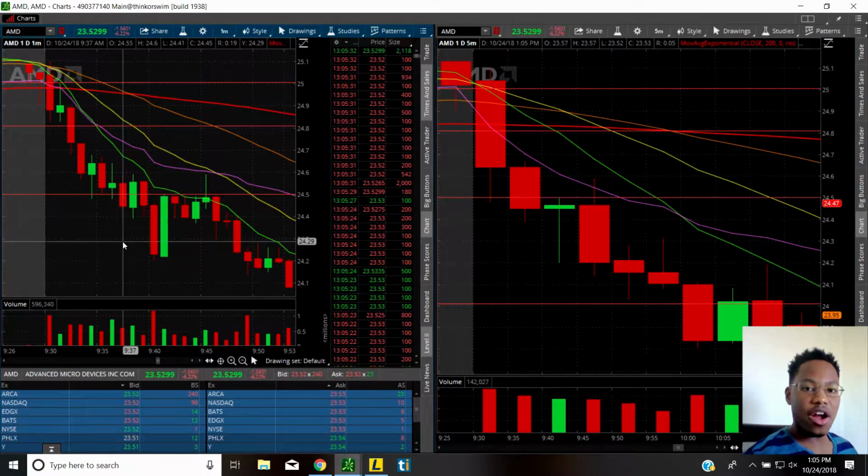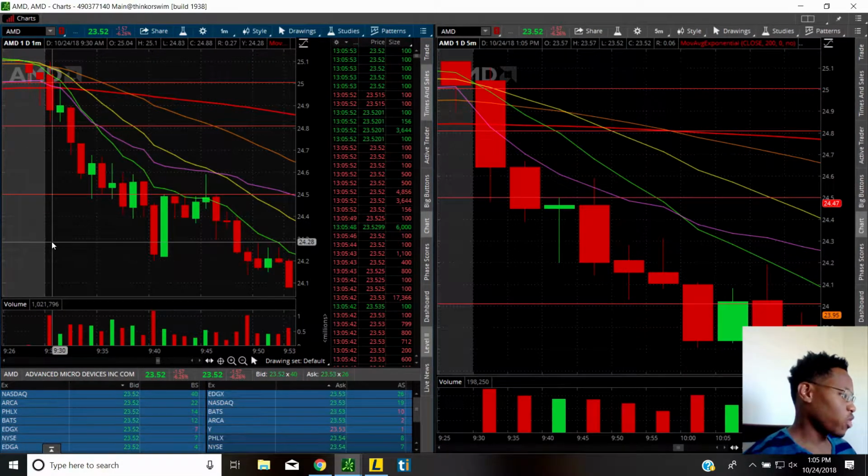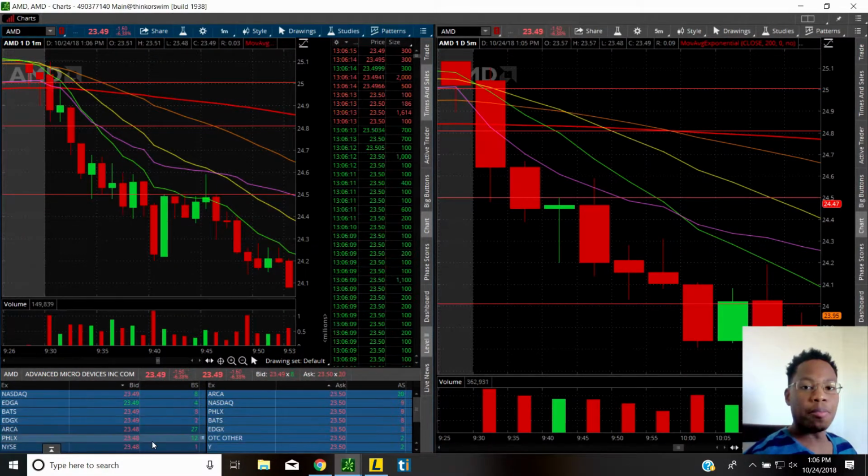Right underneath the chart, you have vertical bars. Those vertical bars represent volume. The volume color correlates with the chart color, red for red and green for green. The bottom portion of the screen is level 2 data.